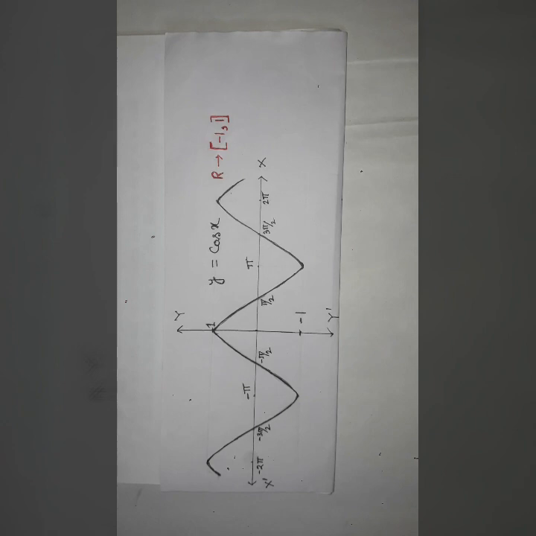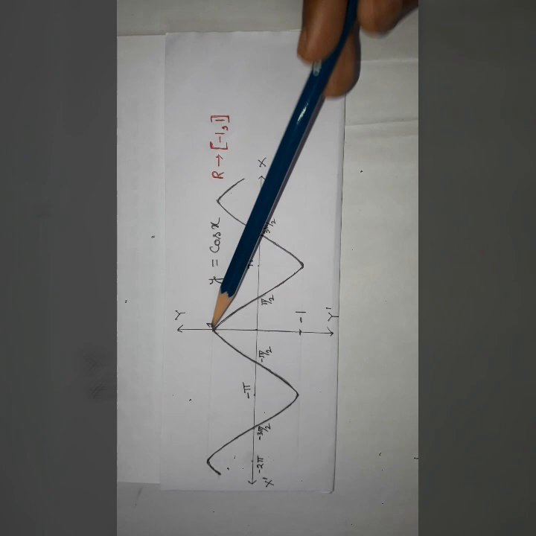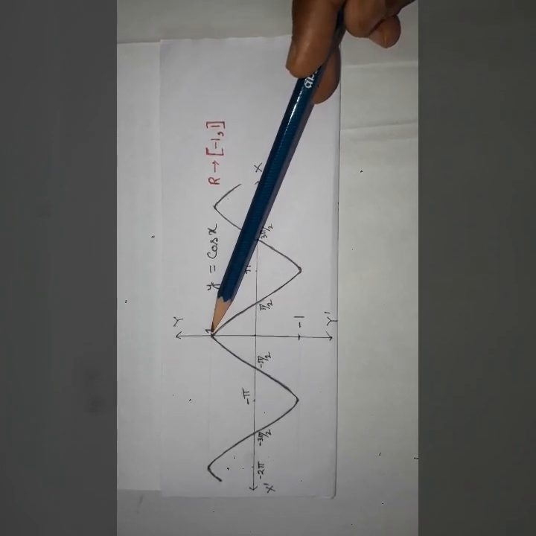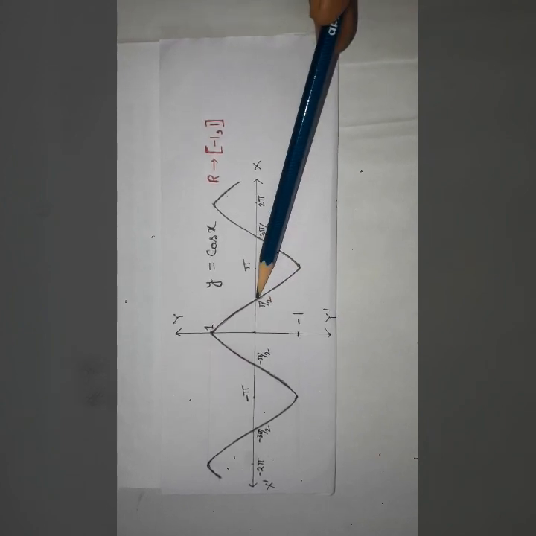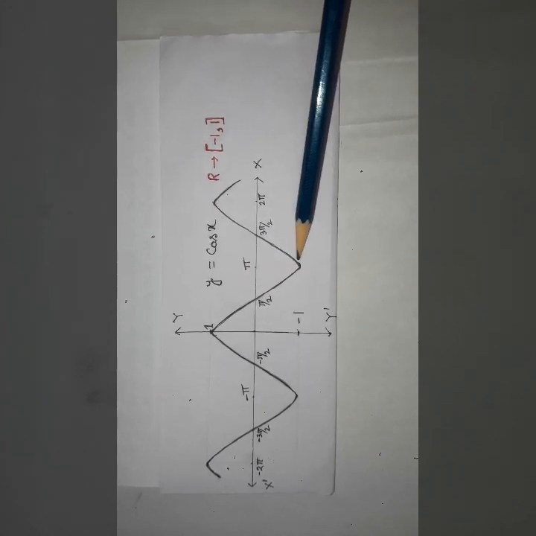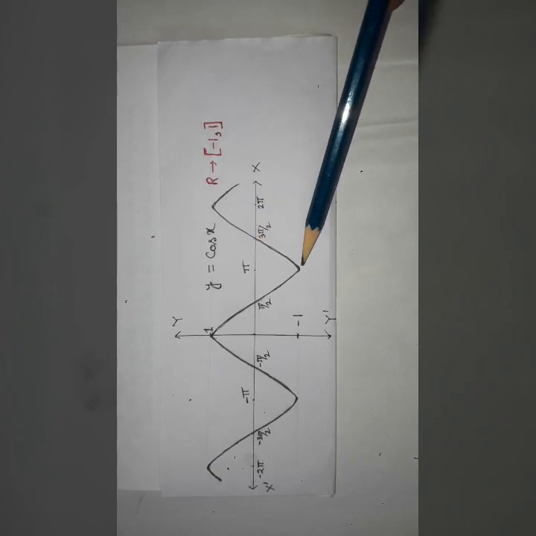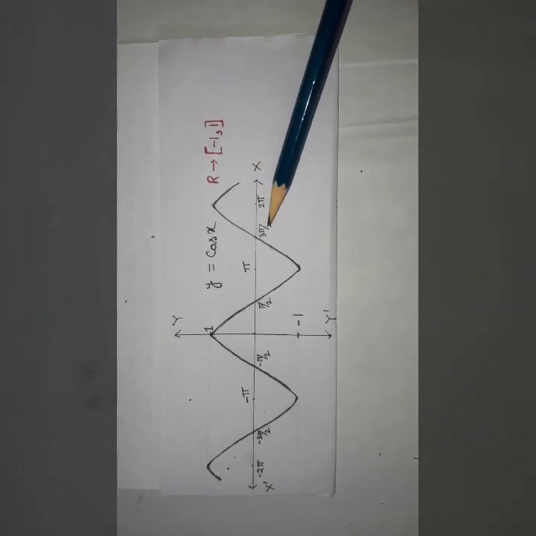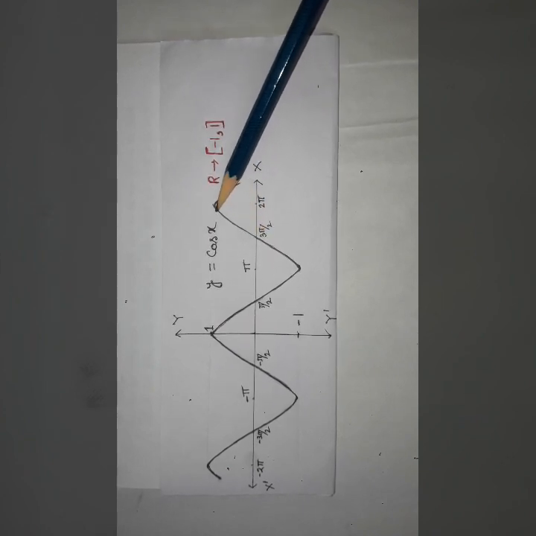Now the graph of cos x. Y equal to cos x. You see, cos 0 is 1, cos pi by 2 is 0. So in the first quadrant, it is decreasing from 1 to 0. Then in the second quadrant, that is pi by 2 to pi, it is decreasing from 0 to minus 1. Then in the third quadrant, that is pi to 3 pi by 2, it is increasing from minus 1 to 0. And in the fourth quadrant, 3 pi by 2 to 2 pi, again it is increasing from 0 to 1.